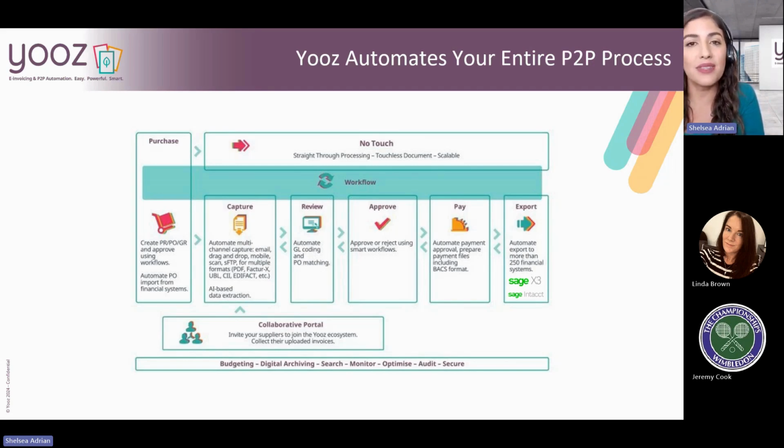And you have this, what's called a no-touch process. This is there for all of those monthly recurring invoices like subscriptions, utility bills that Yooz can process for you with no human intervention needed.